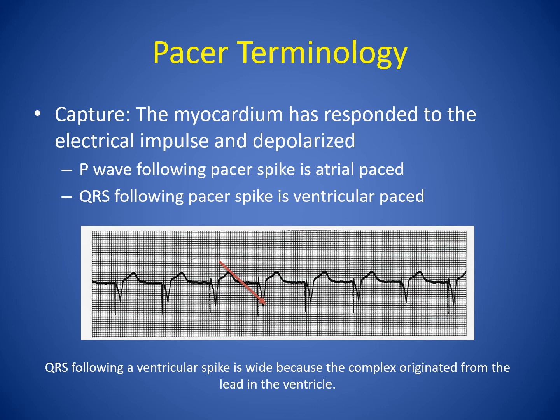And its P wave is followed by a pacer spike in the atria, and the QRS is followed by a pacer spike in the ventricle pace. And as you can see in here, the QRSs are following a ventricular spike. It is wide, again, because it's originated from the lead in the ventricle. Most generally, it's going to be in the right ventricle that the pacemaker lead is inserted.